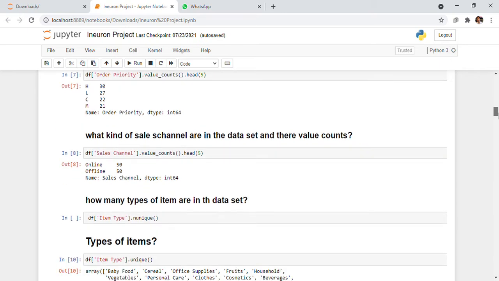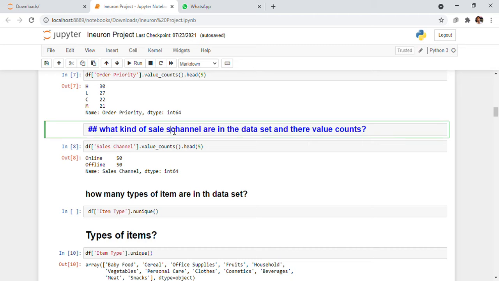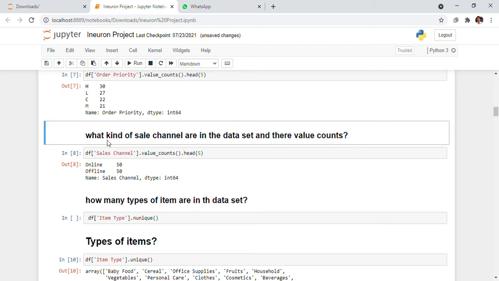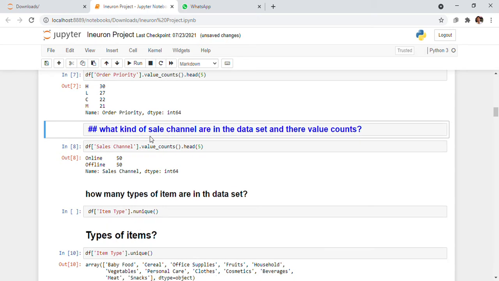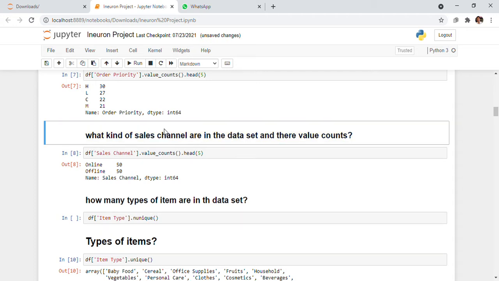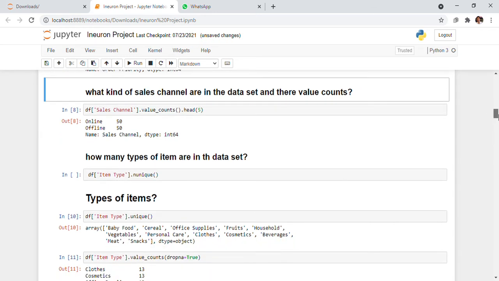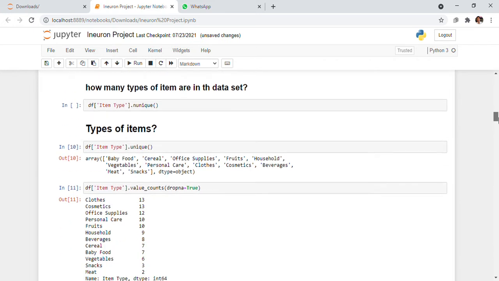What kind of sales channels are in the data set, sorry, the spelling here is wrong, and their value counts. So as you can see in this code, from this code I have got the answer, that there are two types of sales channel, online and offline, and both sales channels have equal value counts. So like this there are more questions which define some types of values or answers.